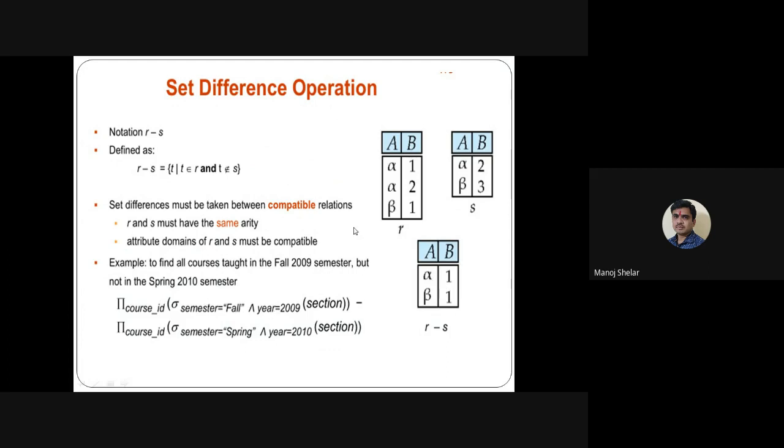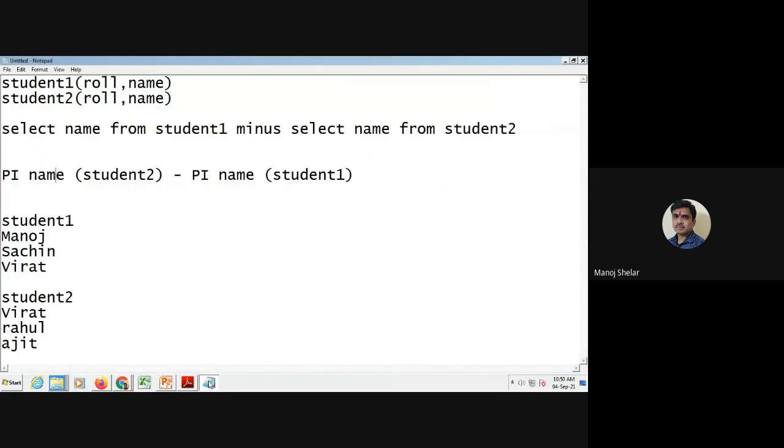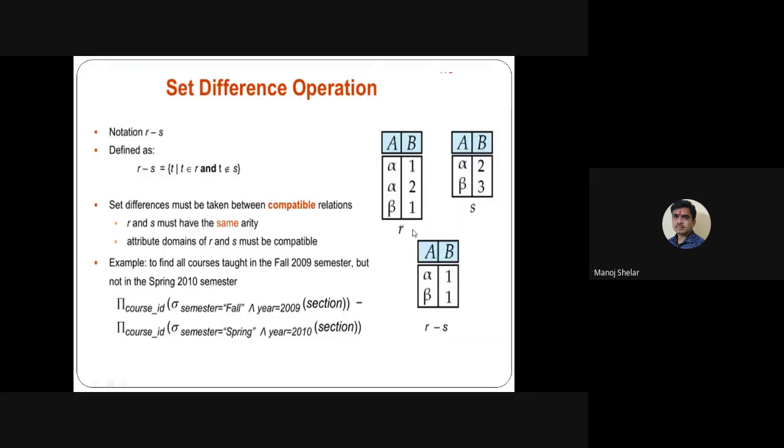And for this example, what will the query be? Pi of a comma b, pi of a comma b in bracket r minus pi of a comma b in bracket s. Simply, what will the query be? Pi of a comma b, first relation name is r, pi of a comma b, and here is the query for this relation. So here, r minus s.